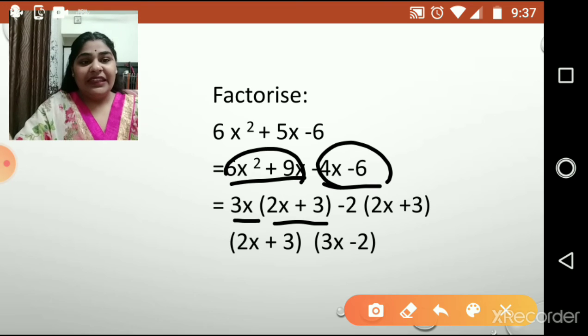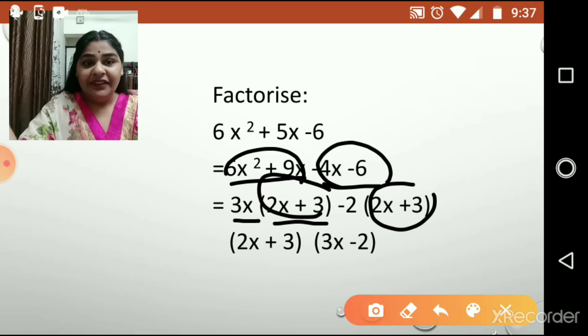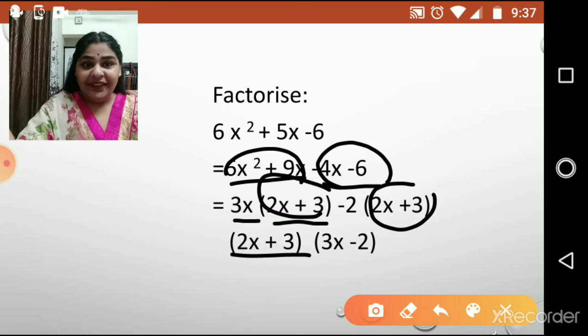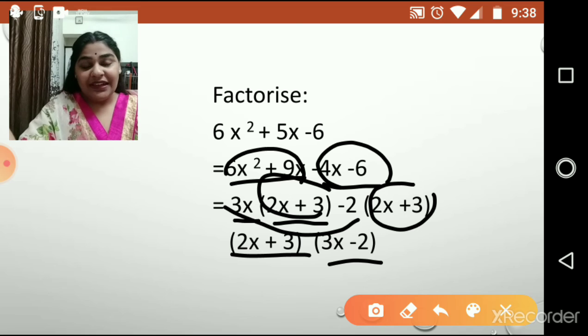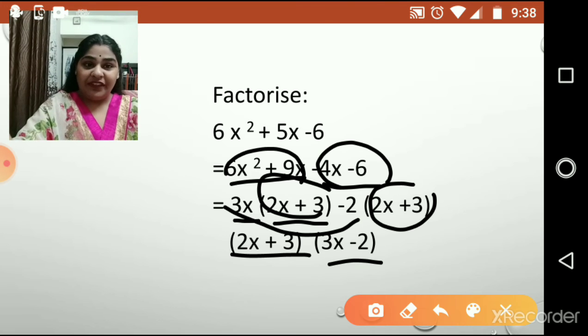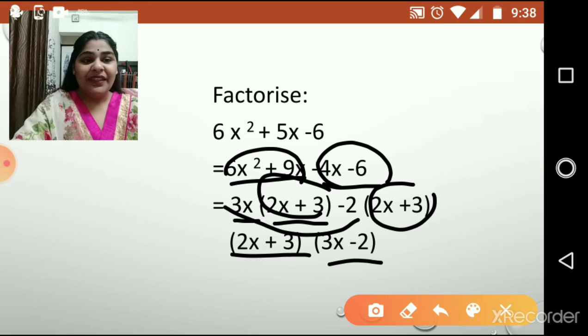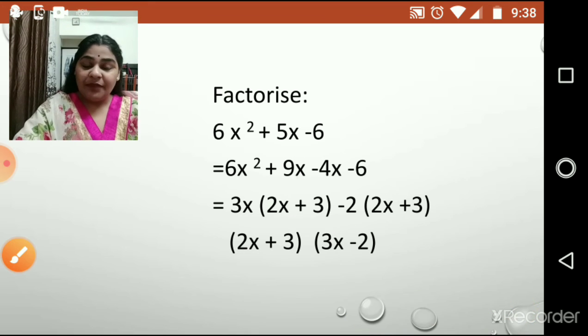Yes. So next, now you can see these brackets are the same. So this is one factor, that is 2x plus 3, and the remaining other 2 terms you will take in the other bracket. Now this is the other factor. So 2x plus 3 and 3x minus 2 are the factors of 6x square plus 5x minus 6. So this type of questions may come.